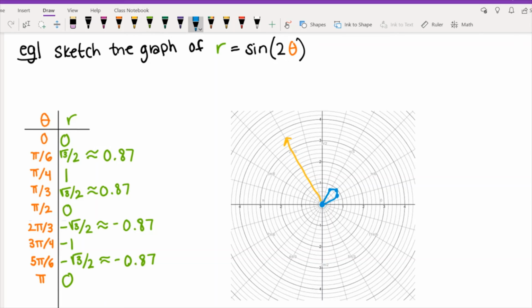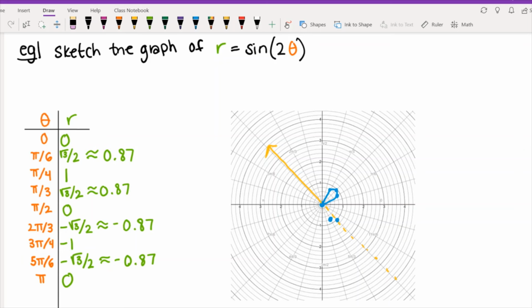And so that means that we want to go in the opposite direction along this yellow line. So that means that instead our angle is going to be in this direction. And we're going to have R equal to negative 0.87. So that's going to be somewhere like around here. Okay. And then our next point is at 3 pi over 4. So that's here. But again, we have a negative R value. And so we want to go about a distance of 1 in this negative direction. And so that puts our point here.